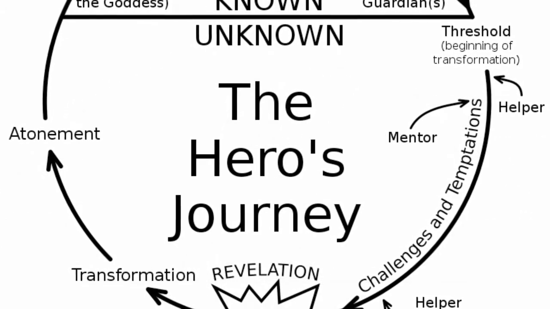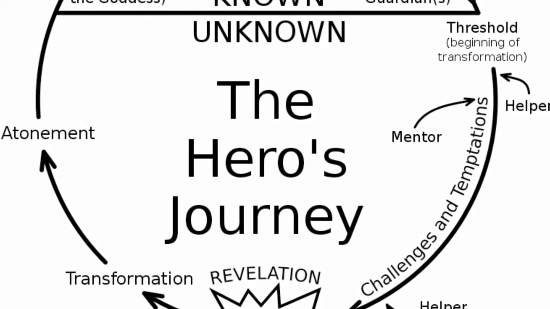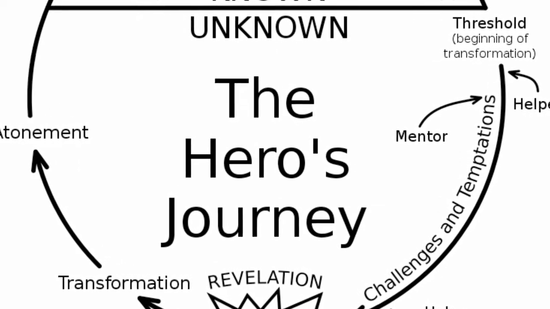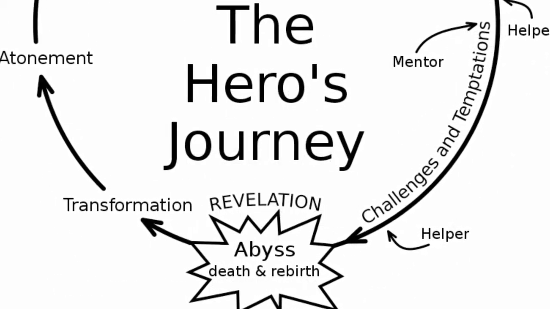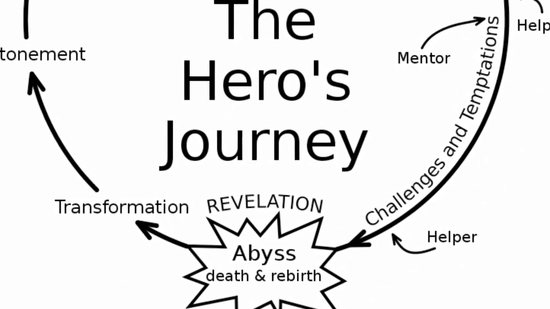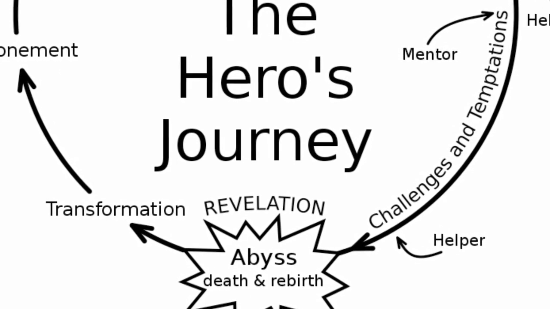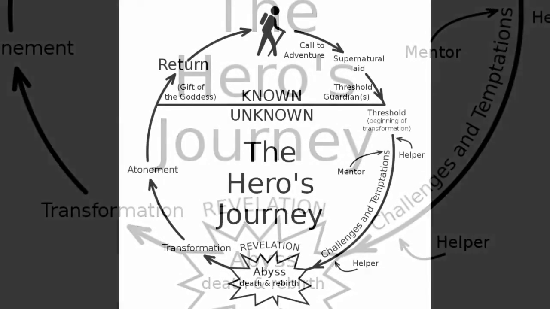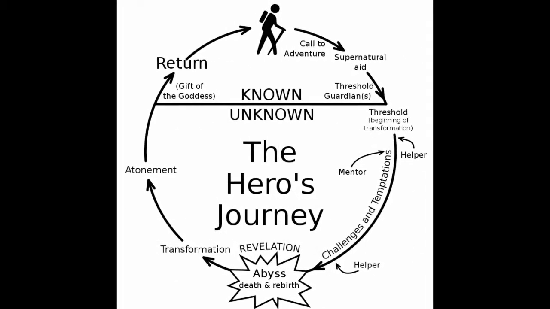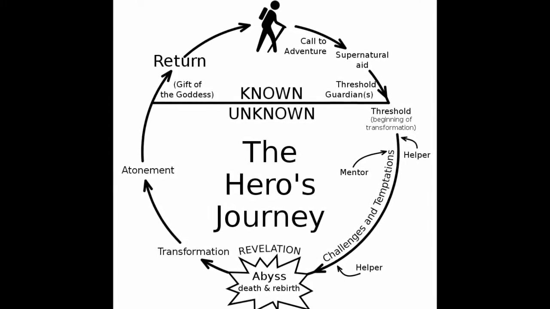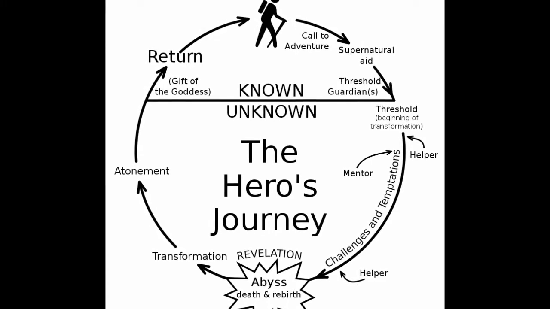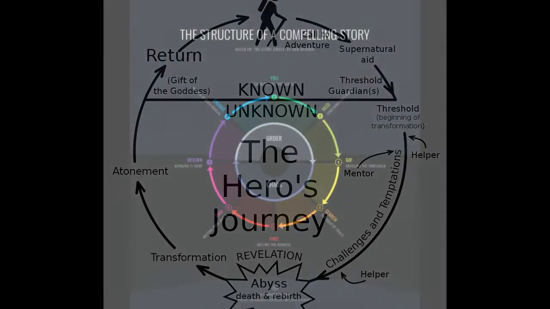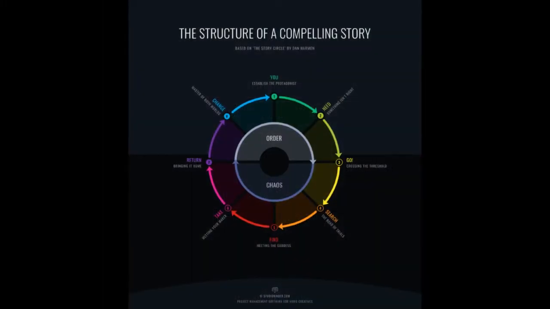On his road through challenges and temptations, there are helpers and mentors. Halfway through, the hero falls into the abyss with a revelation, death, and rebirth. He comes out of this transformation and continues his journey. After atonement, he returns home into the known with a gift of the goddess. As you can see, this is very complicated and dense with detail, limiting the amount of freedom one could apply when following this outline.